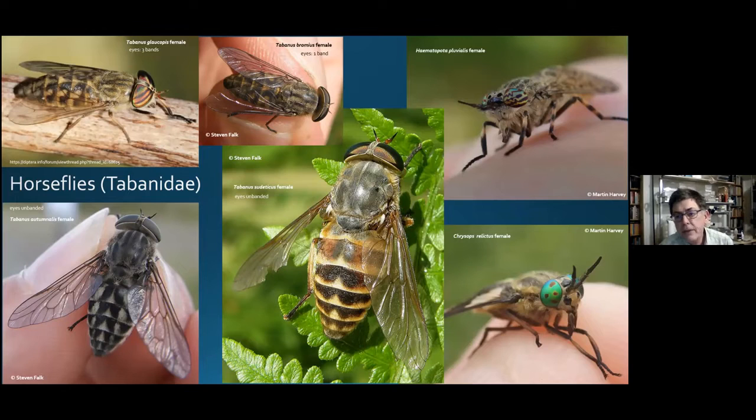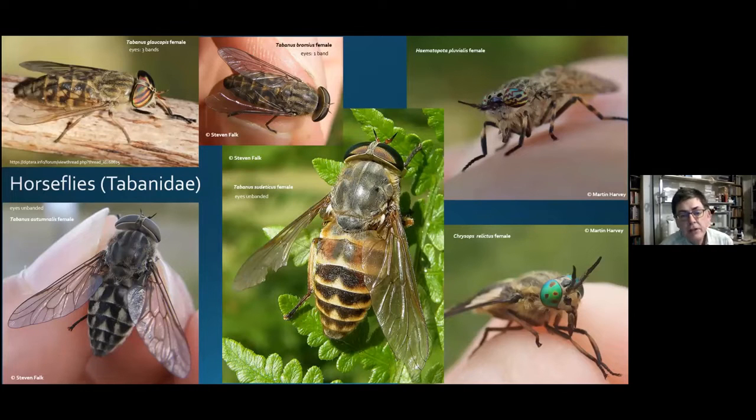They have these amazing eye patterns, which can help with the identification, or at least to narrow down the identification. And some of them really are like the chrysops species in the bottom right-hand corner here. Some of them really are quite amazing patterns and colours.